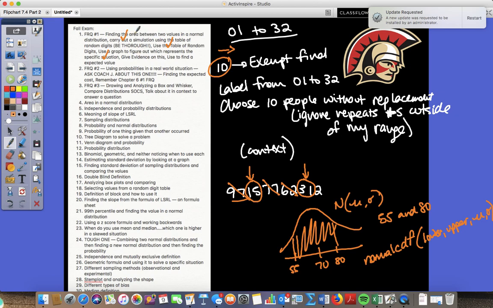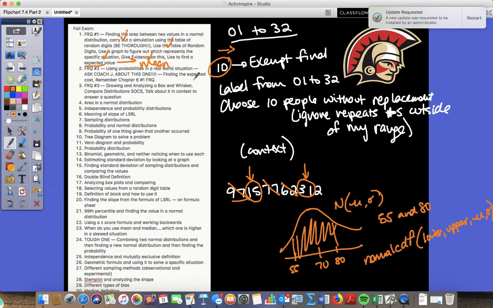Yeah, so being able to use the graph to see which graph would represent my situation, my simulation that's there, okay? Make sure you give evidence on why, all right, being able to talk it through. We then use this to find expected value. Whenever I see expected value, I think mean.